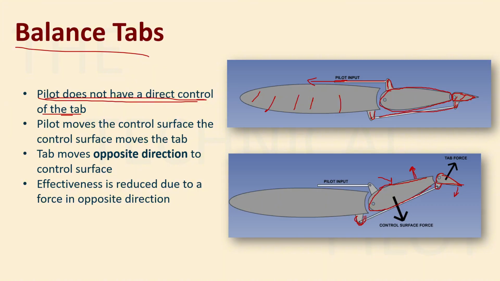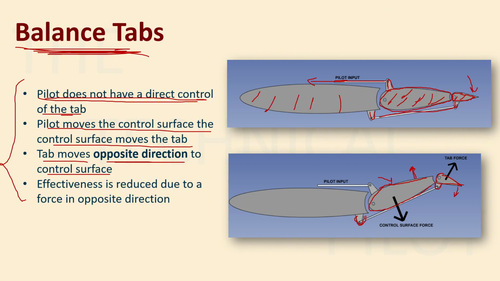So pilots control the elevator or the control surface, and the control surface then controls your tabs. All right. So pilot moves the control surface and the control surface moves the tab, right? Tabs move in the opposite direction to the control surface. So this balance tab, these are actually the most important points for your exam. So you need to exactly write them as it is, right? And remember them. So tab in a balance tab moves opposite to the direction of control surface.